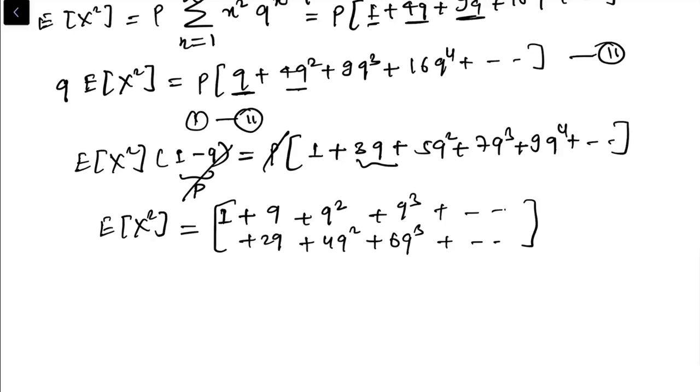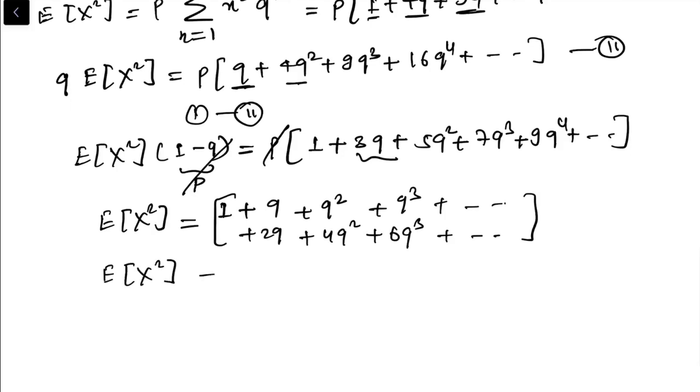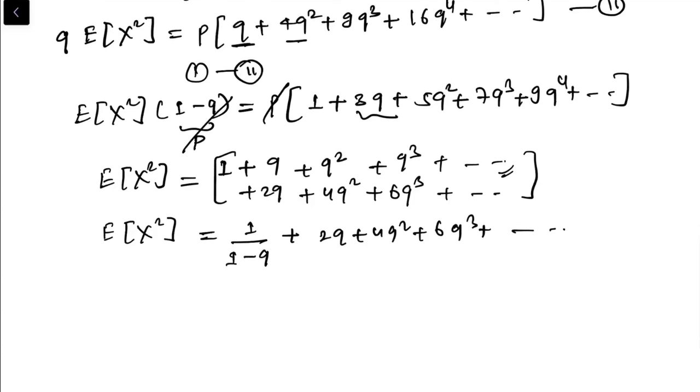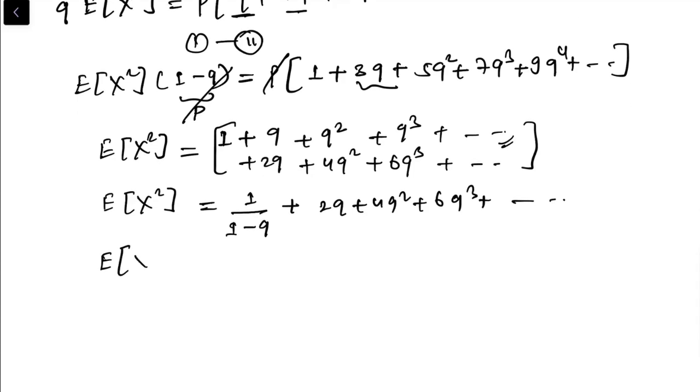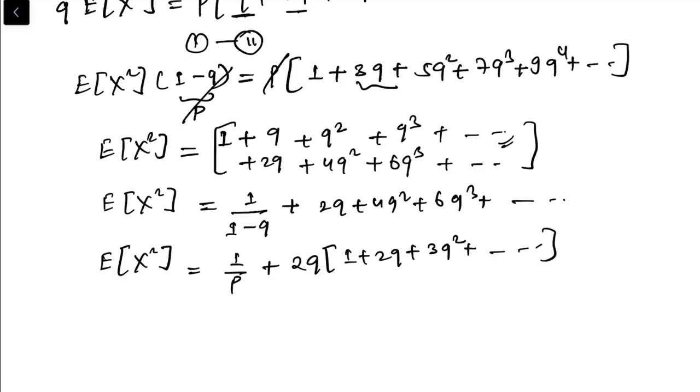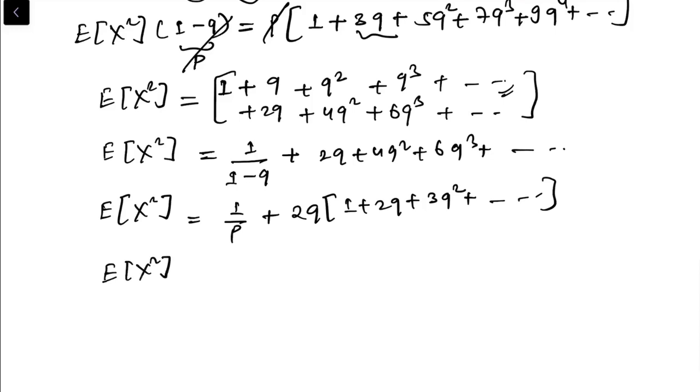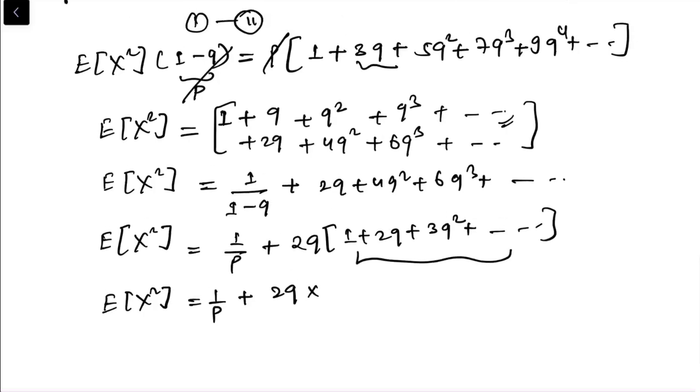Okay, now expectation of x square, the upper series is simply the sum of infinite geometric series. So this is 1 over 1 minus q plus 2q plus 4q square plus 6q cube, and so on. So expectation of x square is 1 over p, plus we can take 2q common, so this is 1 plus 2q plus 3q square, and so on. So this is expectation of x square, 1 over p plus 2q times, now what is this? Let me show you.